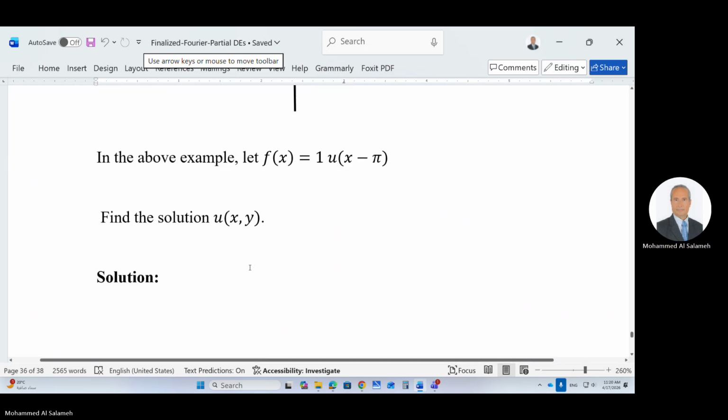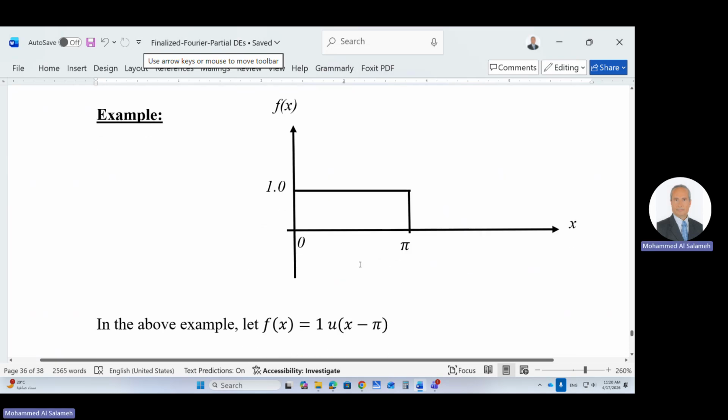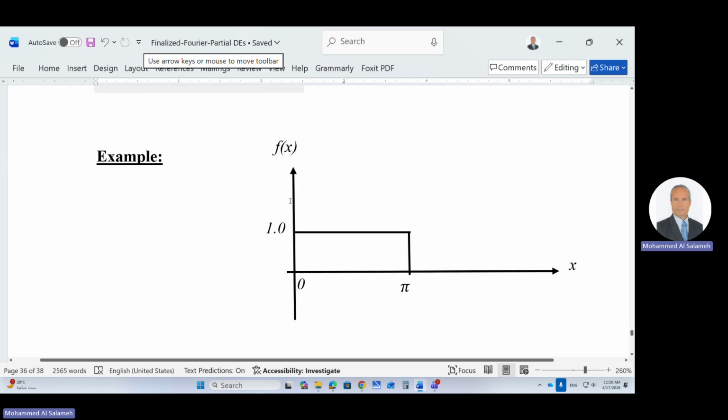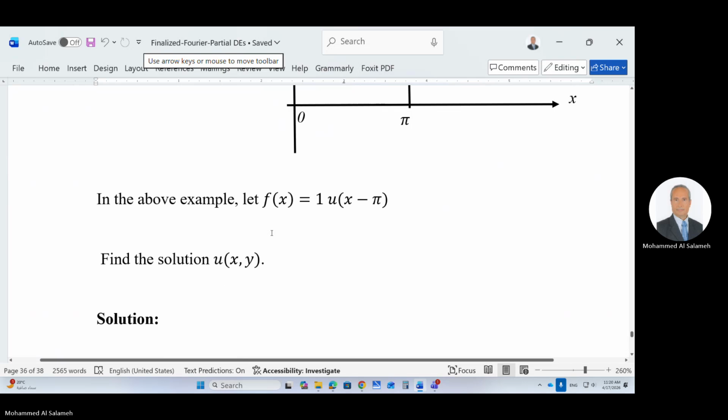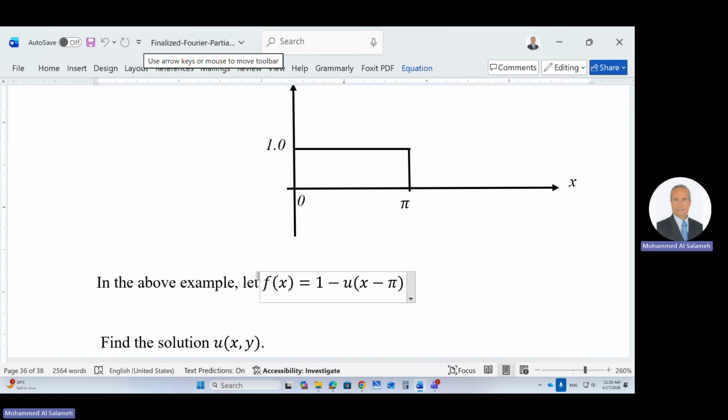Example. In the above example, for this problem, assume that f of x varies from 0 to pi only, and it is a constant value, 1. Okay, it is like this pulse. So let f of x equal 1 minus u of x minus pi. No, this is not 1, sorry, it is 1 minus u of x minus pi.